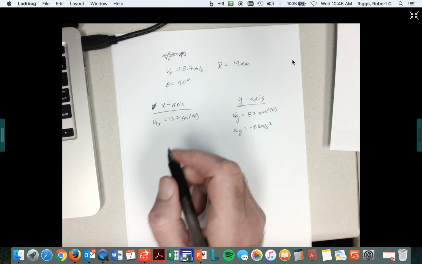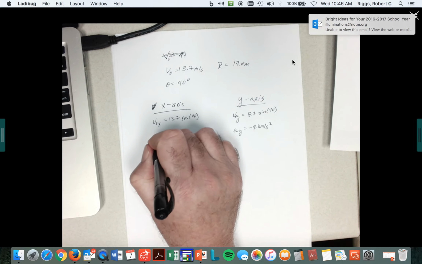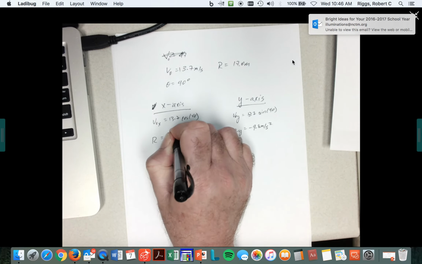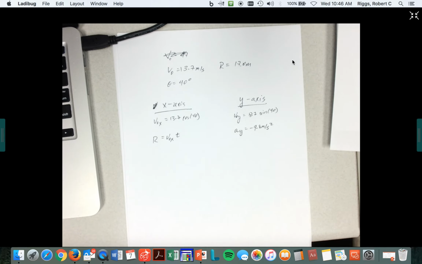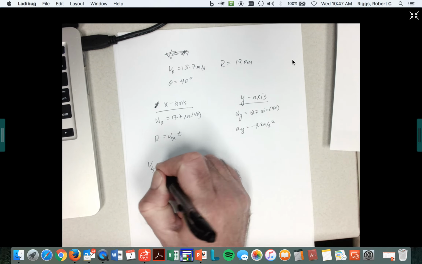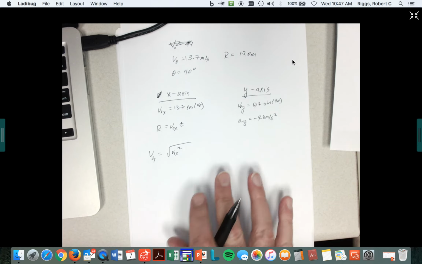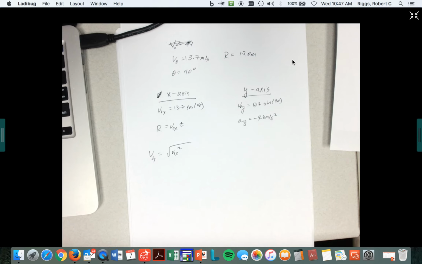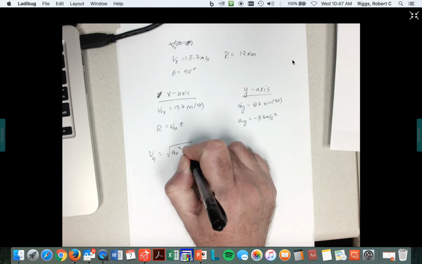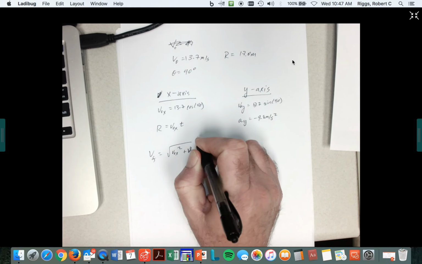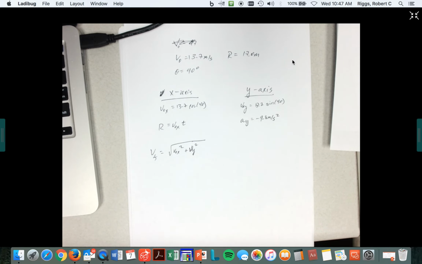We do know the range that it went. Range is equal to v naught x times time. Well, if I just know the time, then I can tell you. And what I need to know is the final velocity. Now, what are they talking about? V final is equal to the square root of V naught x squared, because that V naught x never changes, because we're neglecting all air, wind, earth, wind, and fire, I guess. And then plus there's going to be some velocity in the y direction squared. That's what we're after.